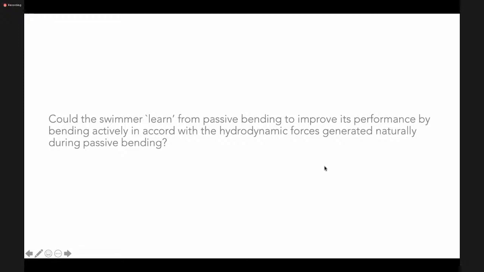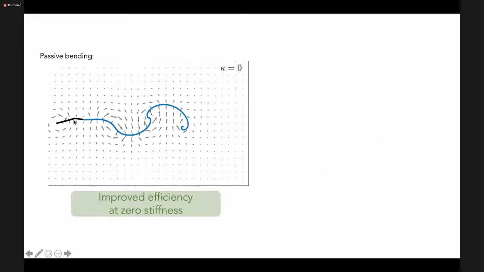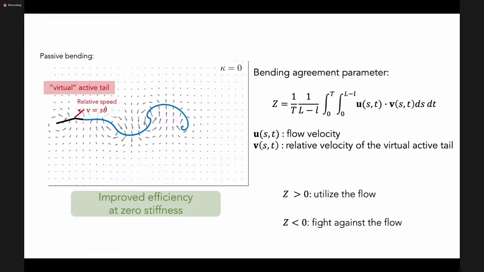during passive bending. And to try to address this type of question, we looked at the passive bending case and we said, okay, let's say you have this flow produced when you bend passively. Let's say you had a virtual active tail that's attached. Then that's virtual. It's really not interfering with the flow field in any sense. And this active tail has to bend actively, so it would have a prescribed velocity relative to the head. And let's introduce this bending agreement parameter, which says how much in agreement this velocity of the tail is with the passive flow field. If this bending agreement parameter is positive, it means that the tail, when it's bending, is utilizing the flow. If it's negative, it means it's fighting against the flow.